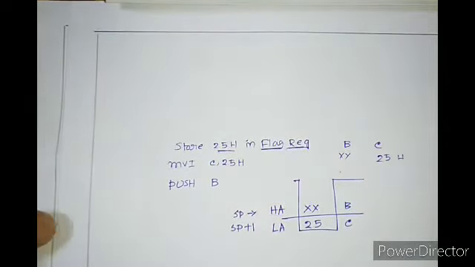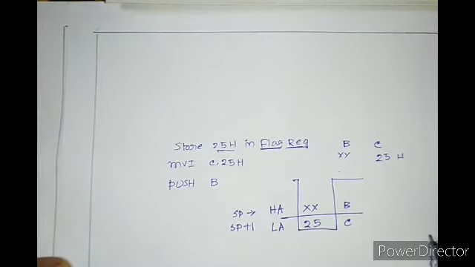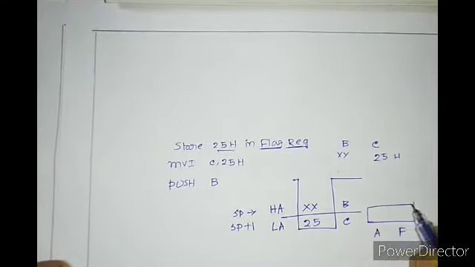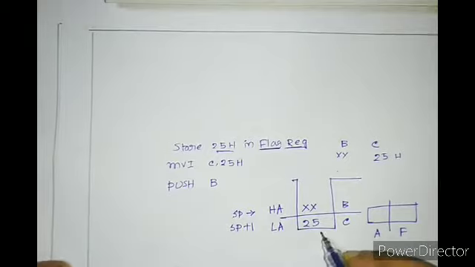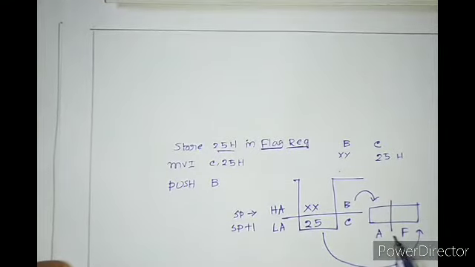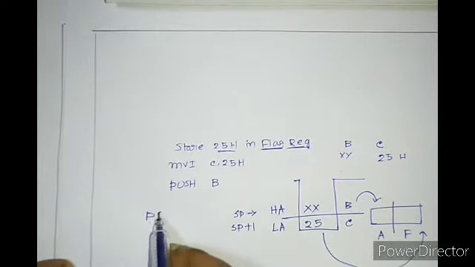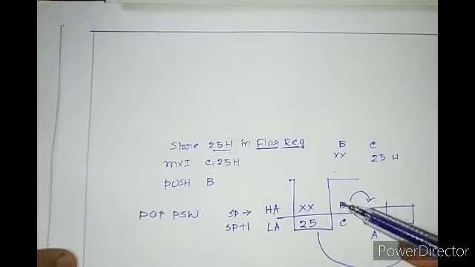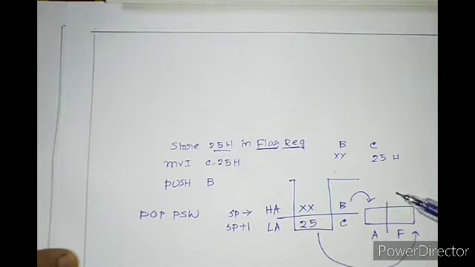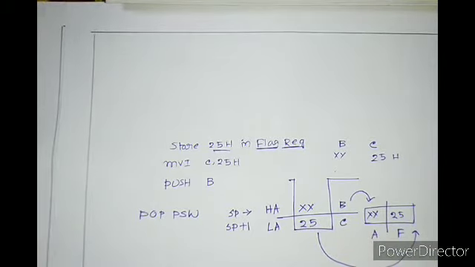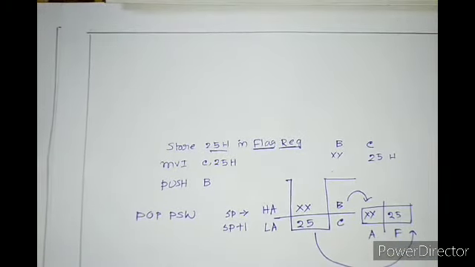Now I want my data 25 in register F. So AF, F should get the data 25 and B will get stored at A. So for that I just have to do POP PSW, right? Then B will get stored at A, C will get stored at F. So this is how using the PSW instruction I can either push or pop data from the flag register using the stack.